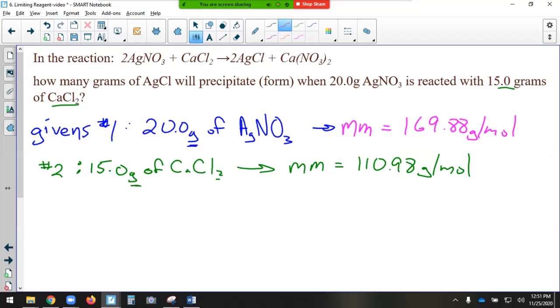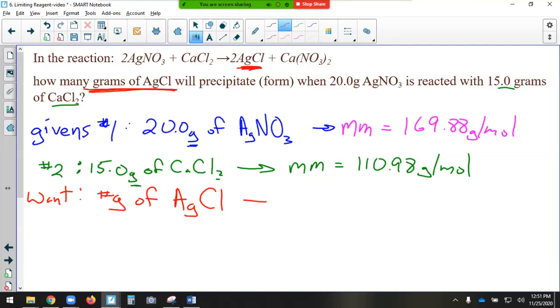Now the question wants to know, what is the mass? How many grams of silver chloride will be produced? So silver chloride is going to be produced, so that is what our wanted is. So we want a mass, so the number of grams, if you will, the mass of silver chloride, AgCl.